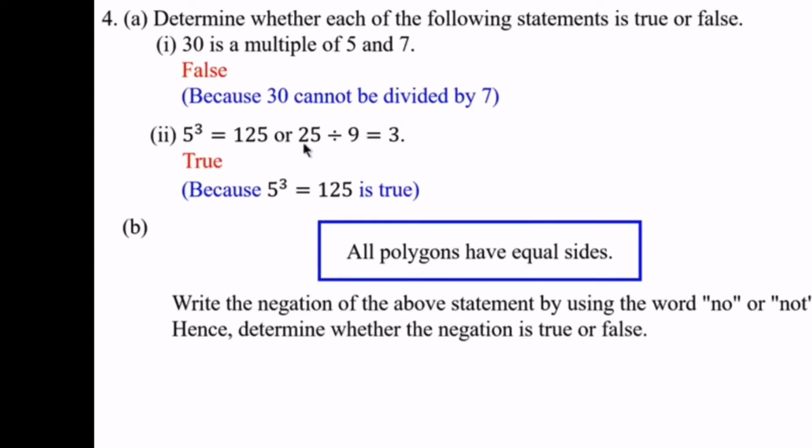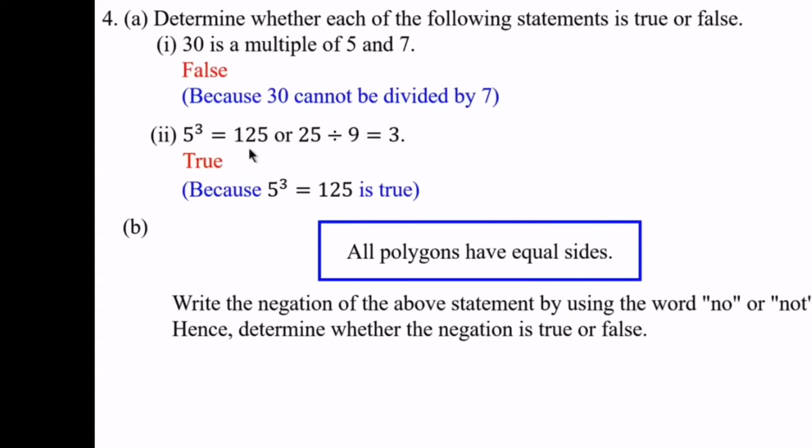5 power 3 equal to 1 to 5 is true. Hence, the compound statement, 5 power 3 equal to 1 to 5, or 25 divided by 9 equal to 3, is true, because one of the statements, 5 power 3 equal to 1 to 5, is true. Alright, so let's see B.